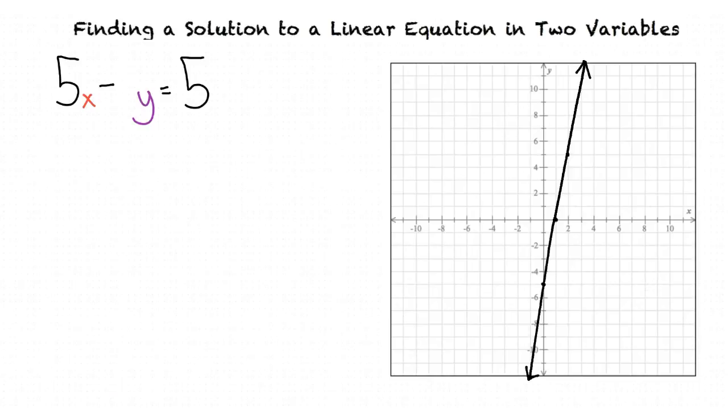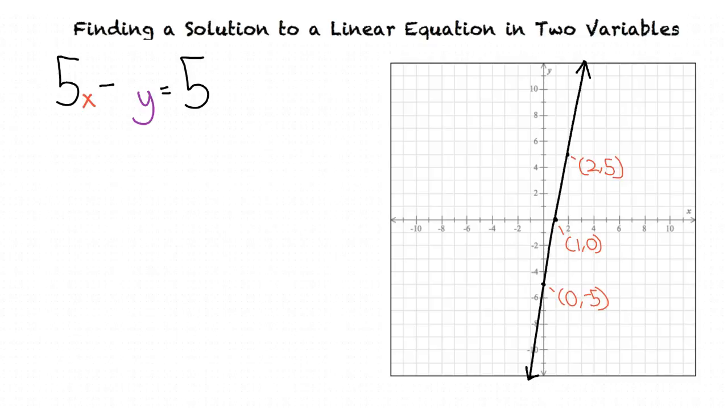Let's look at the graph of a linear equation. Here we have the line 5x minus y equals 5. Each point is a solution to our linear equation. A few examples of these points would be (0, -5), (1, 0), and (2, 5).